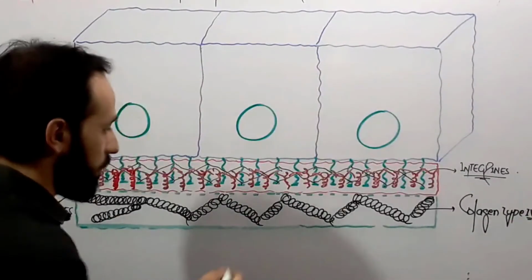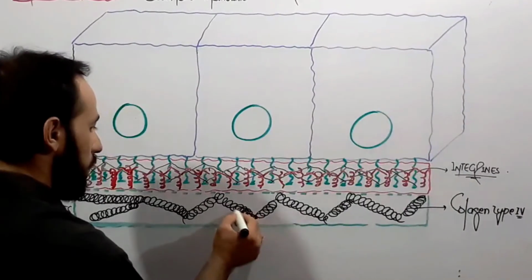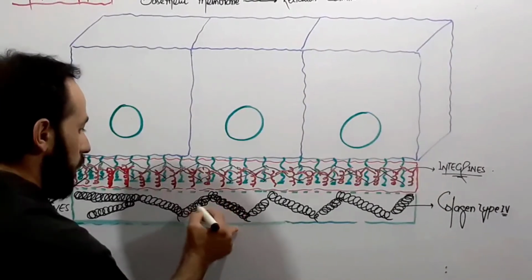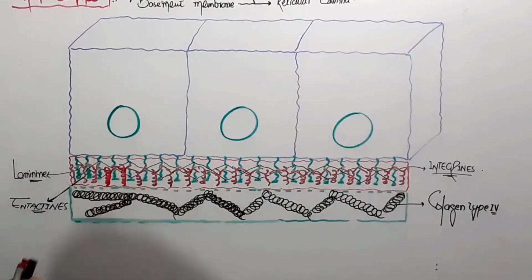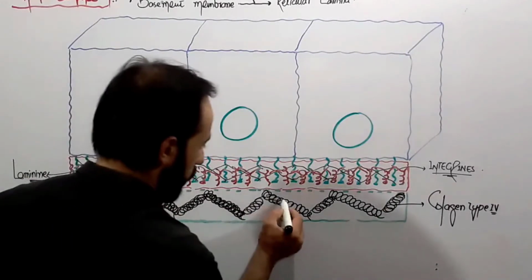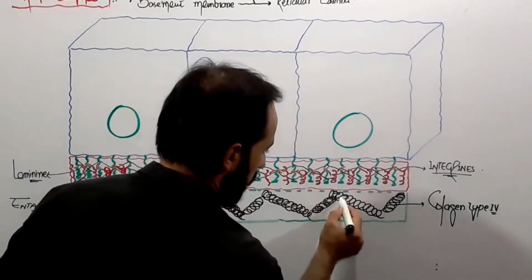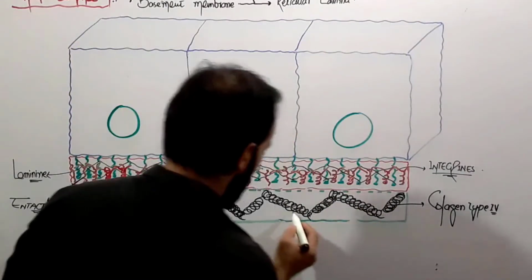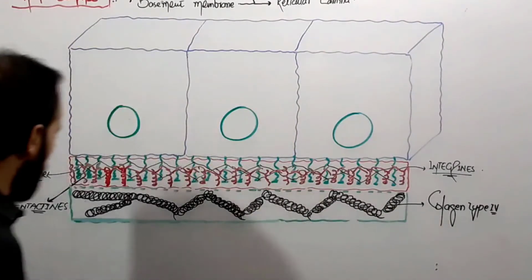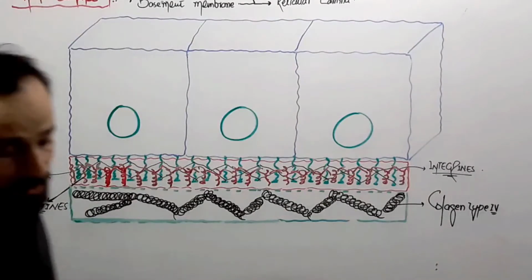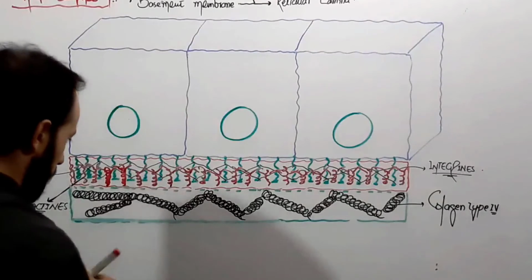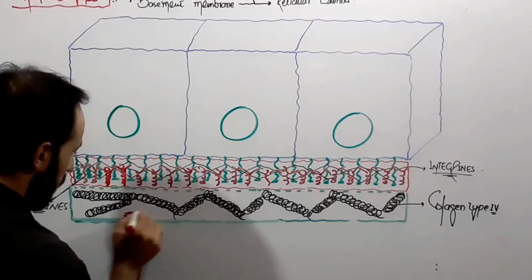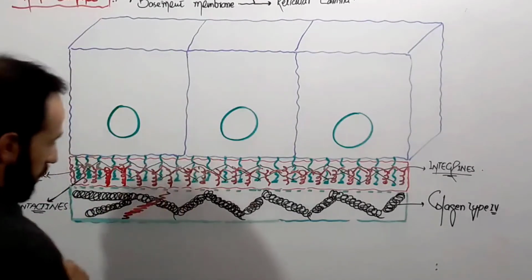Collagen type 4 is present. Look, collagen fibers are thick fibers of the connective tissue, right? So collagen type 4 is found there. And the next thing which is present in the lamina densa, what is that? That is the fibronectin proteins. We will make it very simplified like this.